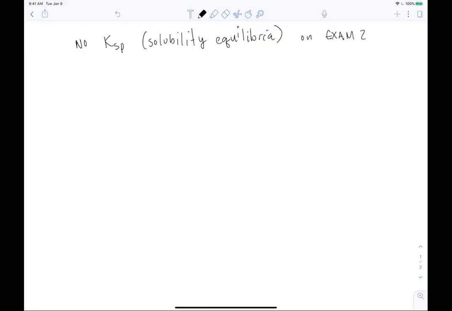Okay. So we went over buffers. Practically speaking, the application of buffers is that you can prepare something that resists pH change. In terms of calculating pHs for buffers, it's a little bit easier than some of the other stuff because you can just use the Henderson-Hasselbalch equation as an approximation. Let's take a look now at titrations.